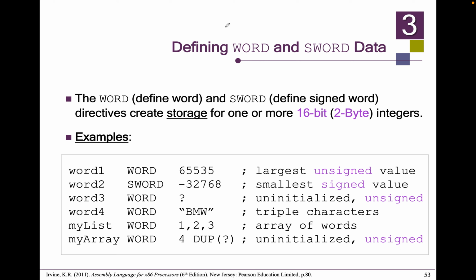Next, you have defining words, single word data. The word, define word, and the sign word. So you have an example here. You can see this is on the word. How many bits? Word is 16. Sign word is similar, but it includes the sign, whether it is positive or negative. Okay, all this one is word.